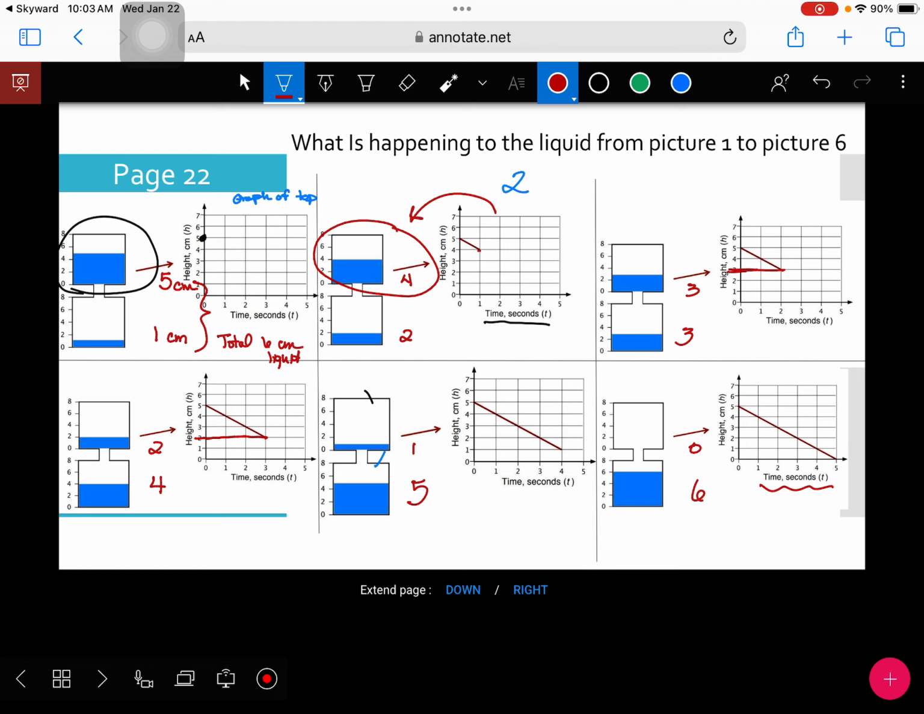Huh? Look at this one. This one is filling up a lot faster. So even though they all have the same amount, they are switching from the top to the bottom part at different rates.